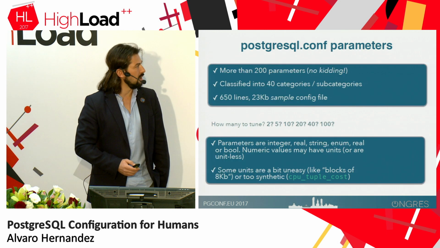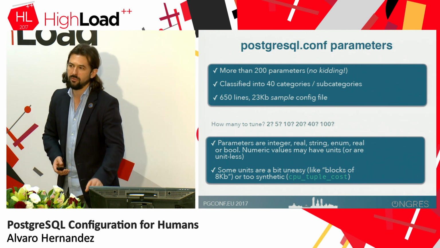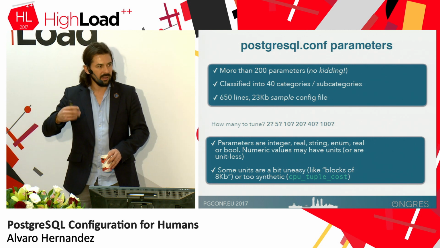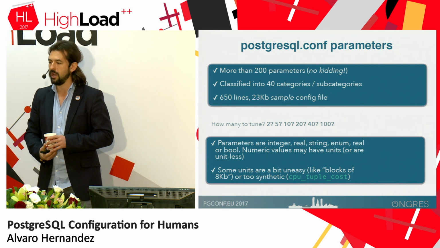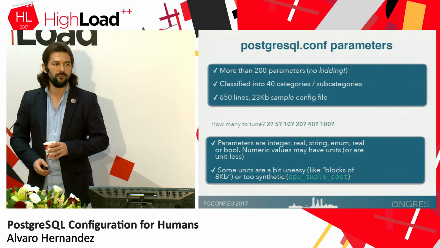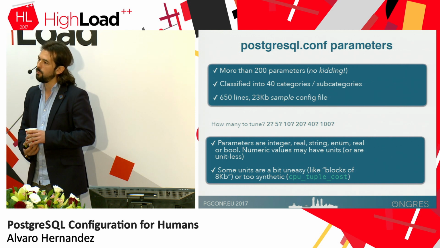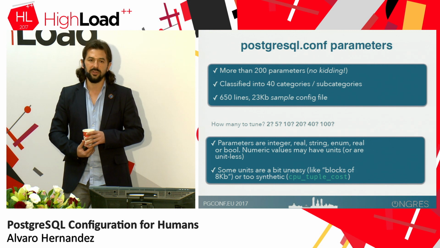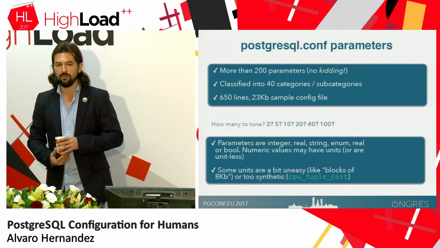Now, how easy is it to tune Postgres? Well, actually, there are more than 200 parameters to tune. And I'm not kidding. There are significantly more parameters, but not all of them are tunable. But tunable, let's say, there are more than 200. They're classified into 40 categories and subcategories. If you take the sample postgresql.conf file that comes with Postgres, it has 650 lines, including comments, definitely. And it weighs 23 kilobytes.